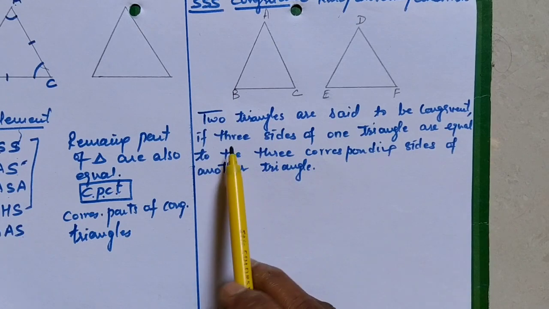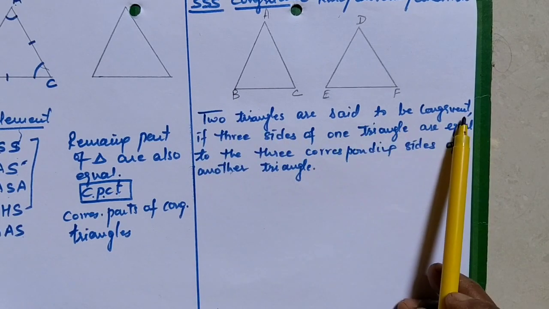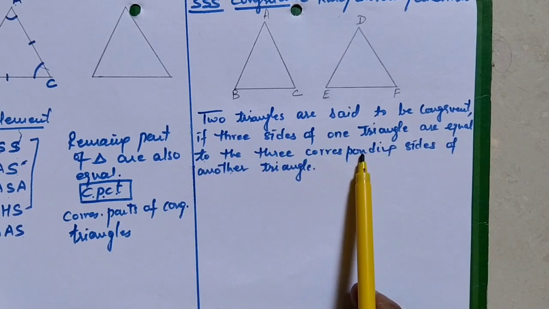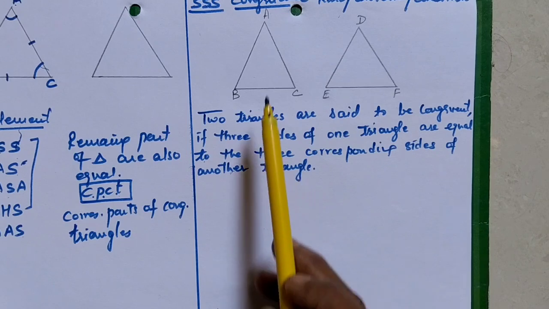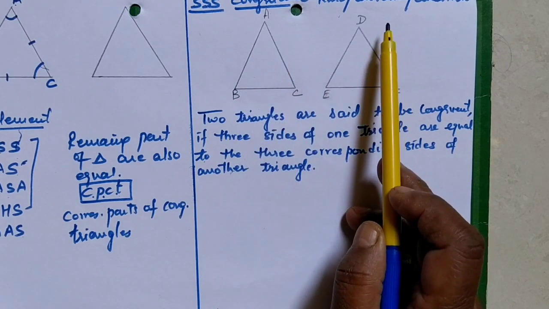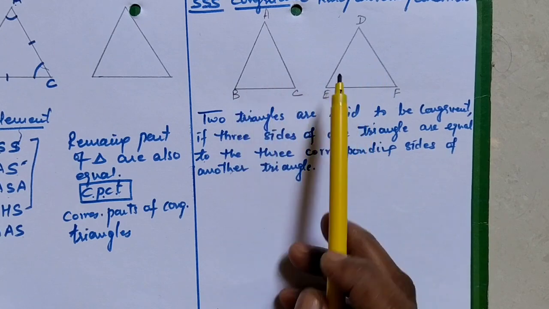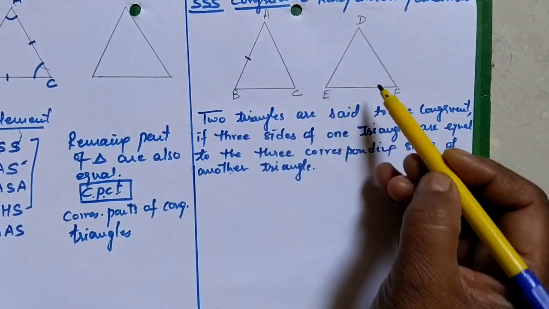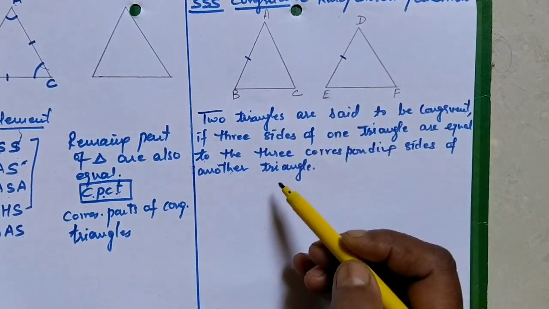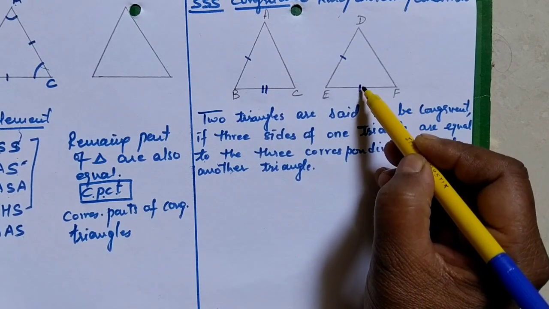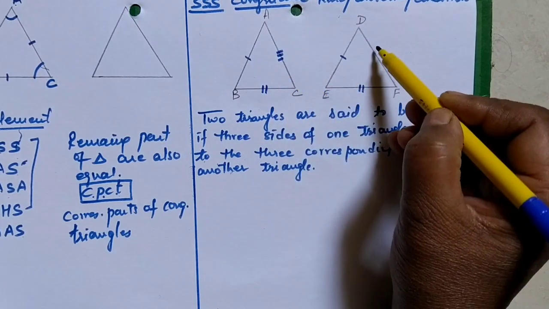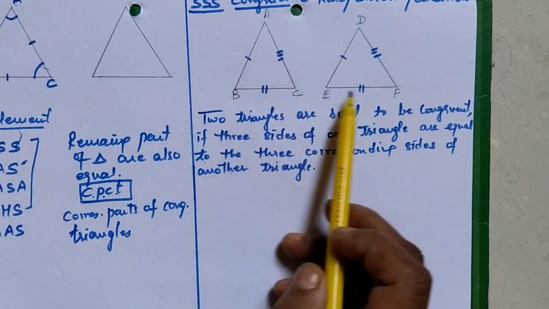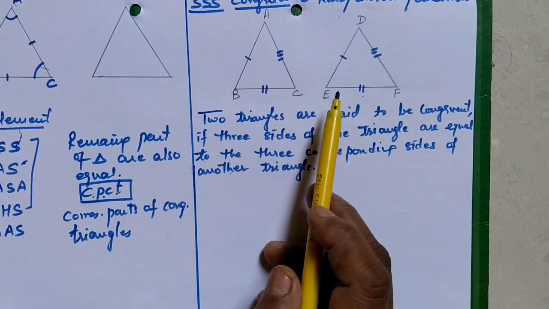The theorem says two triangles are said to be congruent if three sides of one triangle are equal to the three corresponding sides of another triangle. That means all three sides of this triangle are correspondingly equal to these, then we can say the two triangles are congruent. Let us suppose I mark it this way: the measurement of AB is equal to DE, BC is equal to EF, and AC is equal to DF. I marked these, which means these parts are equal in the two different triangles.